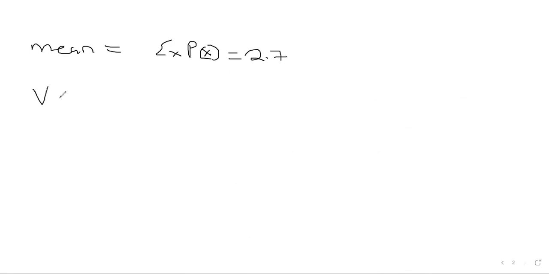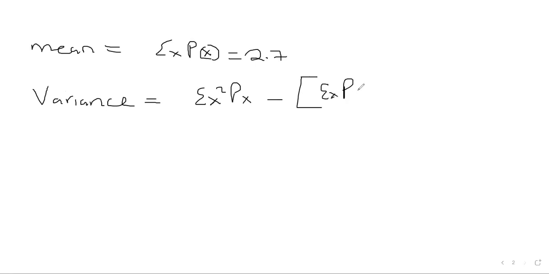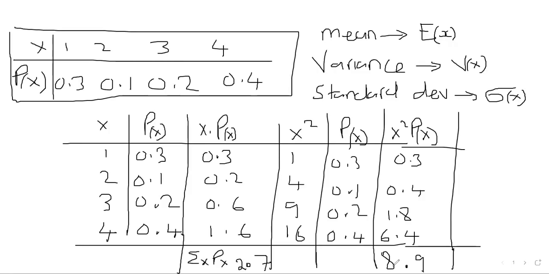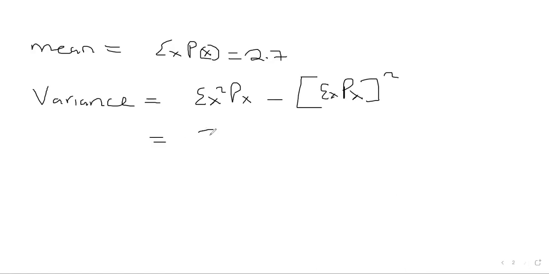Our variance, therefore, is summation of what? X squared px minus the mean to the power 2, which is summation of x px minus the mean squared. So in short, it is this column that we've just found here, 8.9 minus 1 squared 2.7. Kindly assist me. 8.9 minus 2.7, what do we get?